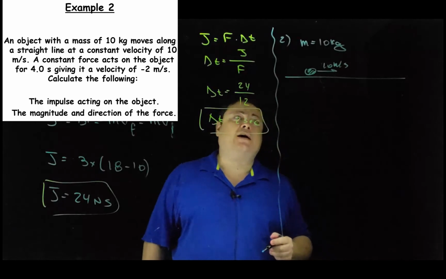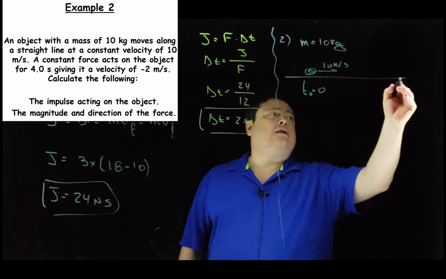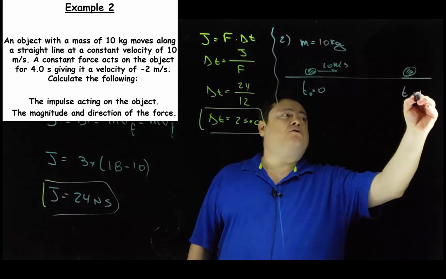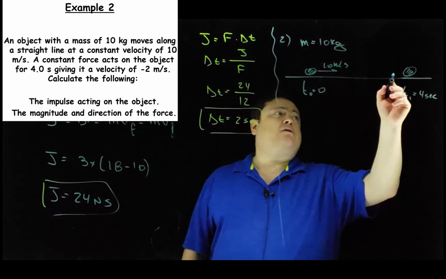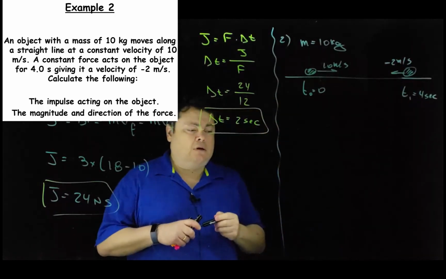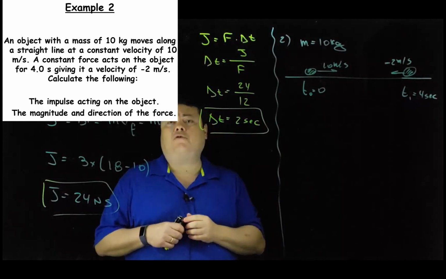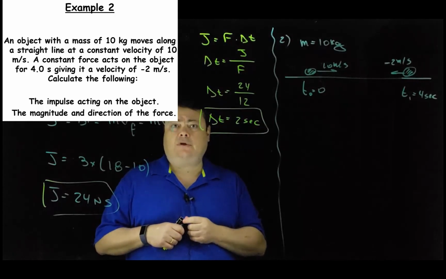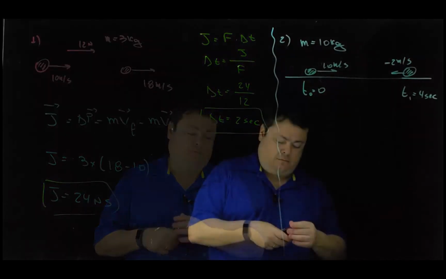And at the end of these 4 seconds, so this was t0 equals 0, and at the end of those 4 seconds, t prime equals 4 seconds, the object now has a velocity of negative 2 meters per second. They want to know the impulse acting on the object and the magnitude of that force. I'm going to also ask you to tell us the direction of it. Please take a minute to calculate this and then come back to check my solution.